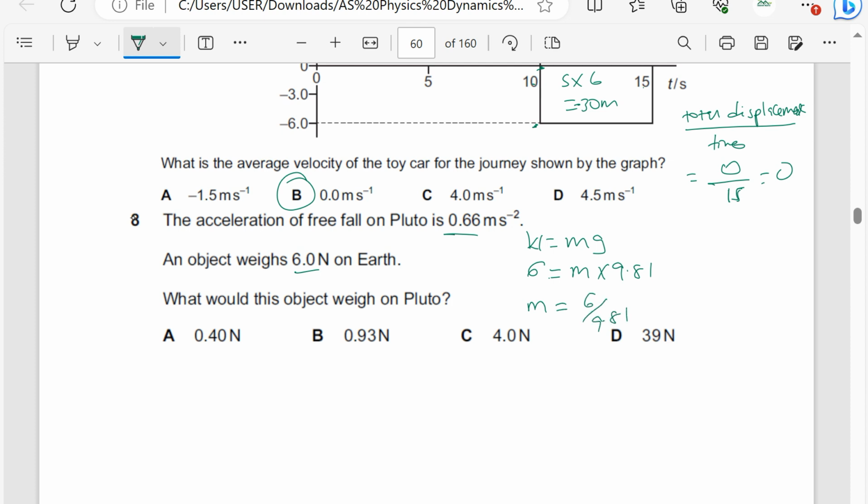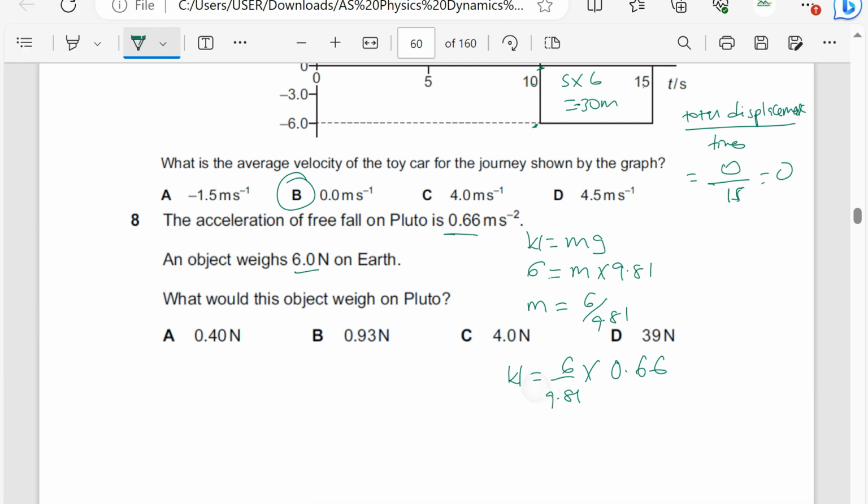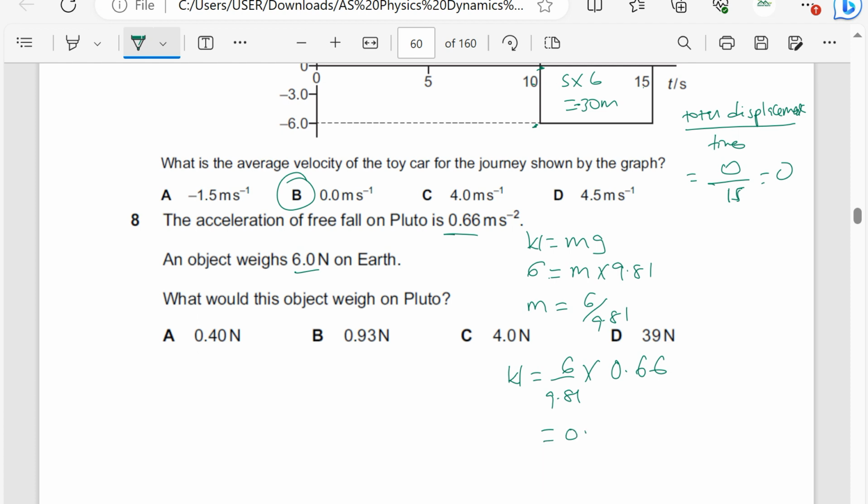The mass remains the same. So the weight on Pluto is going to be the mass times g, which is 6 over 9.81 times g on Pluto, which is 0.66. So 6 times 0.66 divided by 9.81. So this is going to be 0.403 or 0.40. So the answer is going to be A.